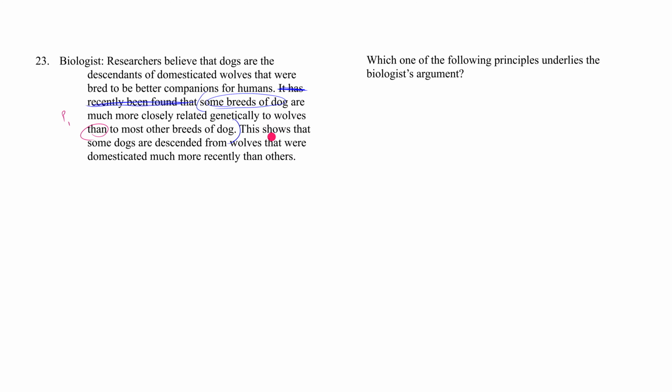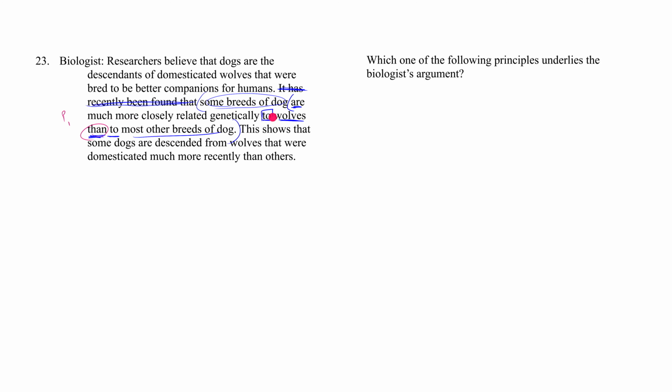What are we saying about this noun? Where's the predicate? Are. And you see the comparative action is happening in the predicate. You see what I mean? All of this action, this comparative action, takes place within the predicate. We're saying some breeds of dogs, what about them, are much more closely related genetically to wolves than to most other breeds of dogs.